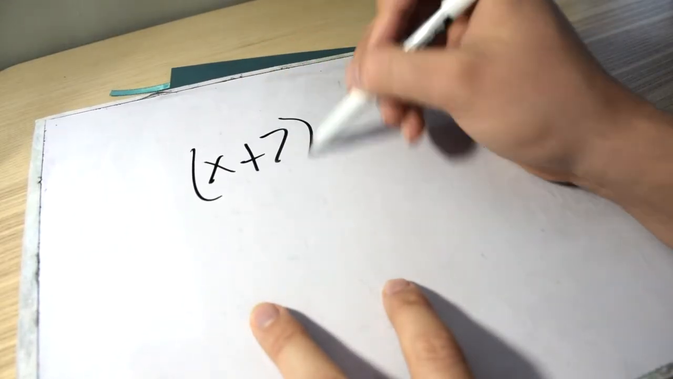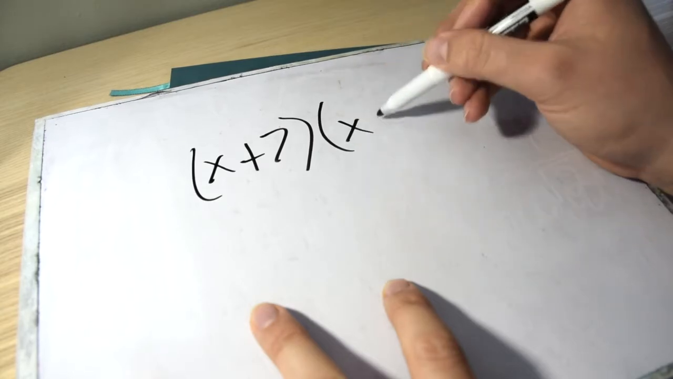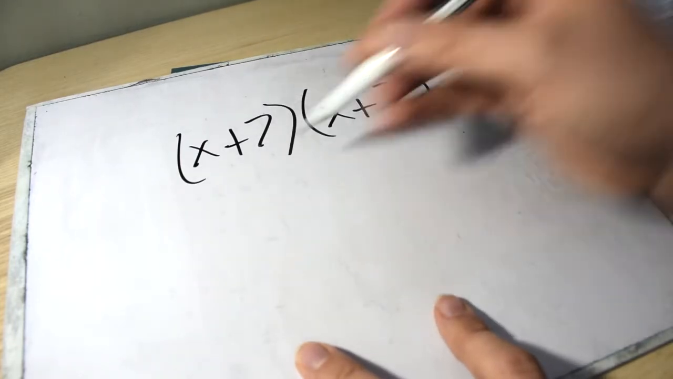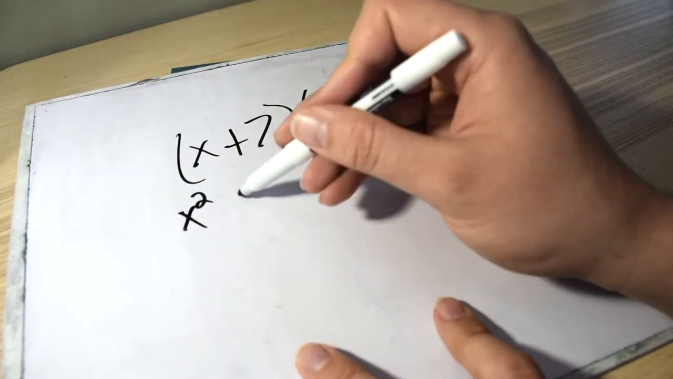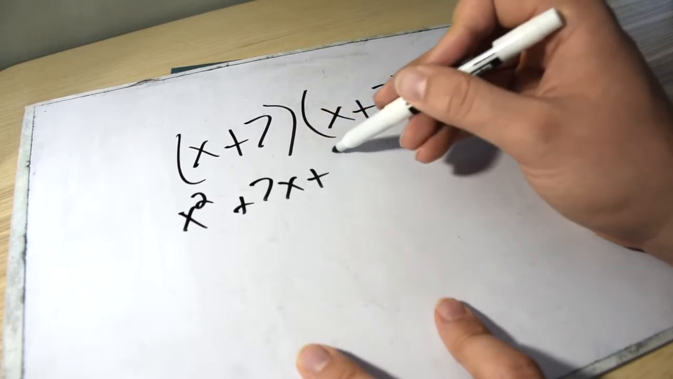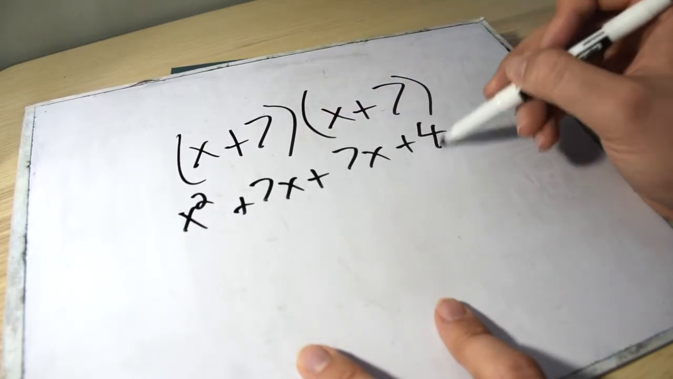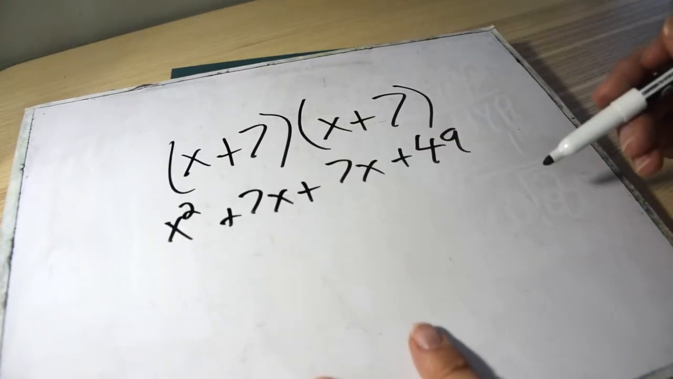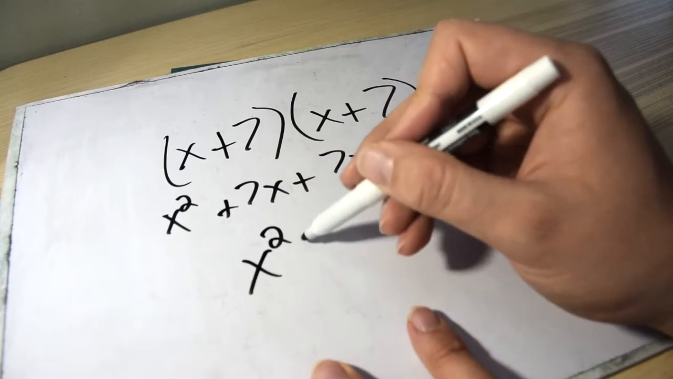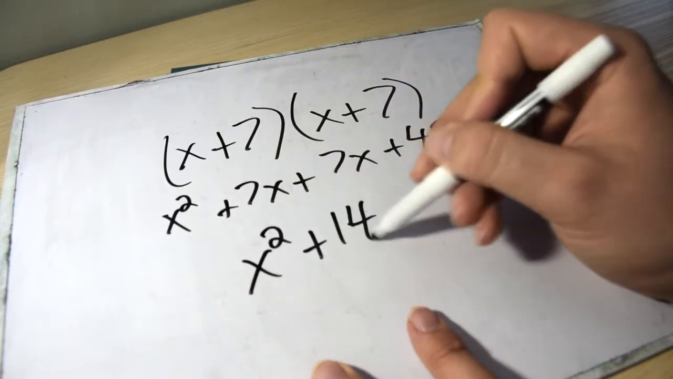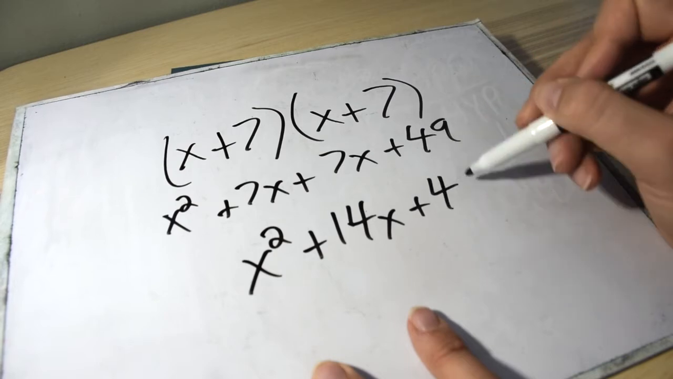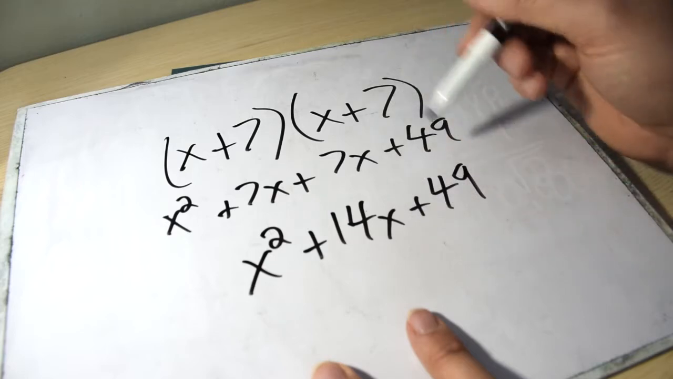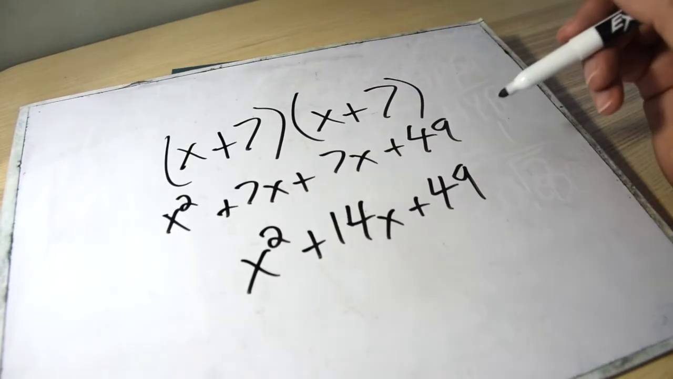x plus 7 times x plus 7. Well, there's going to be 4 terms: x squared plus 7x plus 7x plus 49. Now I've done so many of these in my life that I can just see this and jump to the next step. So x squared plus 14x plus 49. As soon as I see this, I know that I have to add these two to get 14, and that I have to multiply these two to get 49.